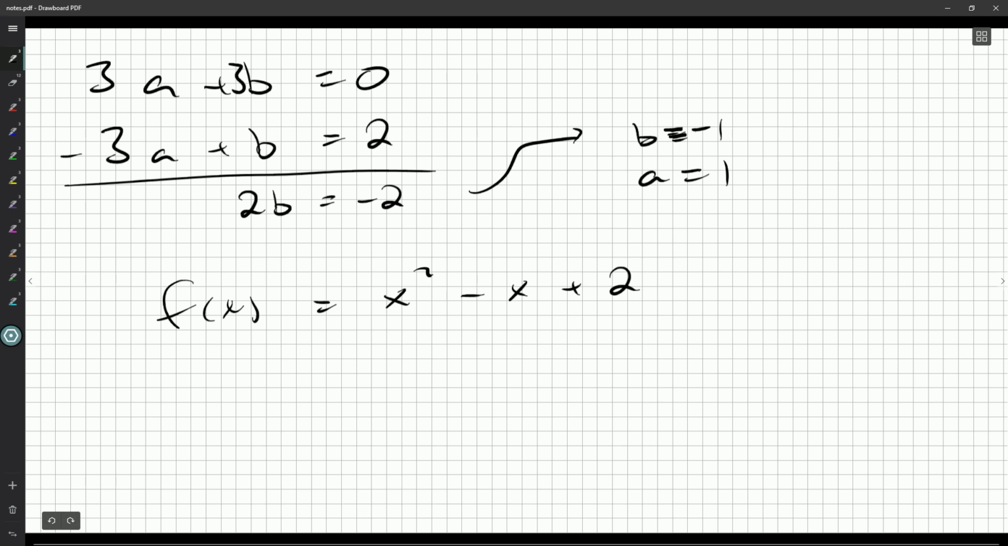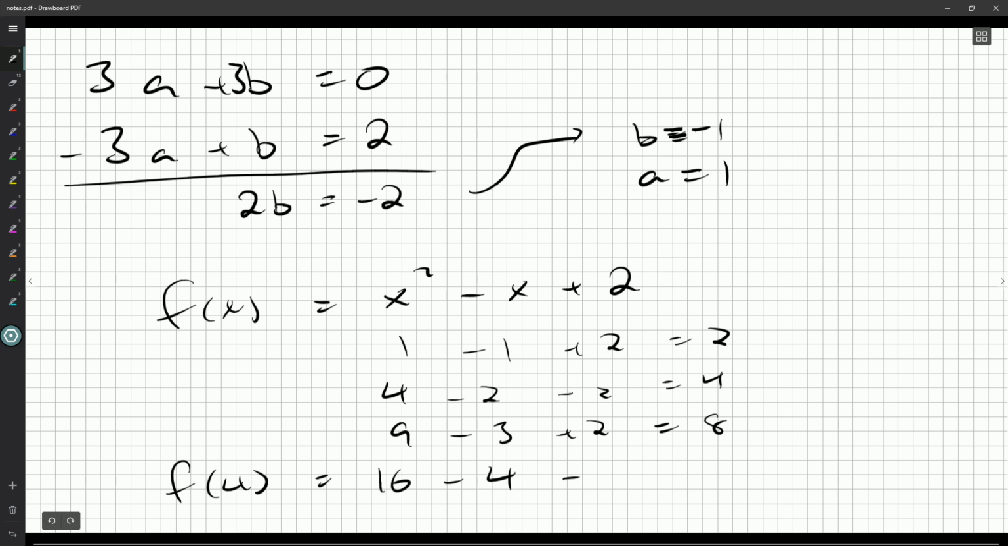And so we can double check. You plug in 1. 1 minus 1 plus 2 is 2. 4 minus 2 plus 2 is 4. 9 minus 3 plus 2 is 8. And so now I want f at 4. 16 minus 4 plus 2 is 14, the one that we worked out with our first differences.